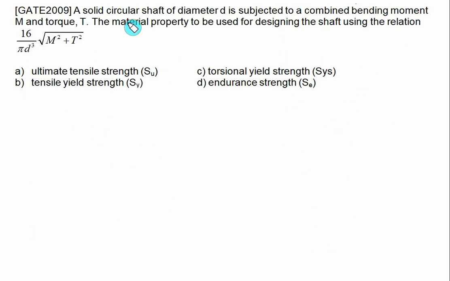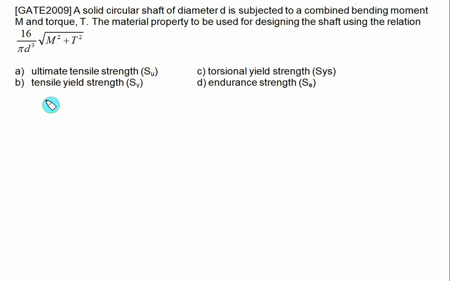A solid circular shaft of diameter d is subjected to combined bending moment and torque. This is what we are discussing in the last two numericals. The material property to be used for designing the shaft using the relation 16 divided by pi d cube into under root of M square plus T square. Under root of M square plus T square is nothing but the equivalent torque. The material property you have to identify whether it is the ultimate tensile strength or tensile yield strength or the torsional yield strength or the endurance strength SE.